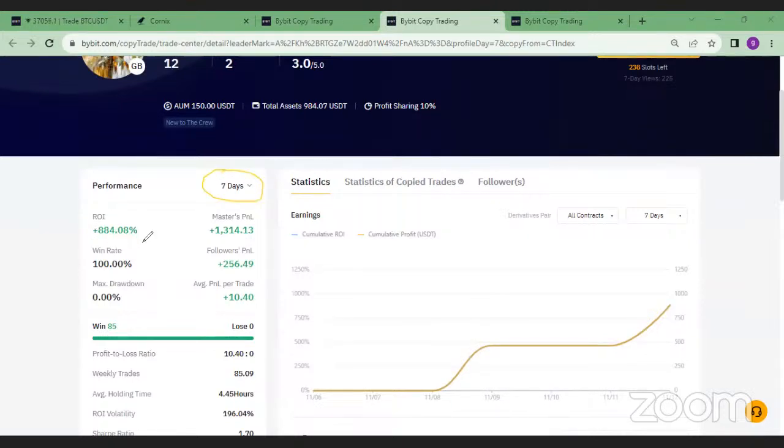This is the 7 days data. You see that this trader has been up by 800 and something percent. So the trader itself has made this amount of money. And then for the followers, I think we only have 12 followers, okay? He has made this amount of money for the followers.